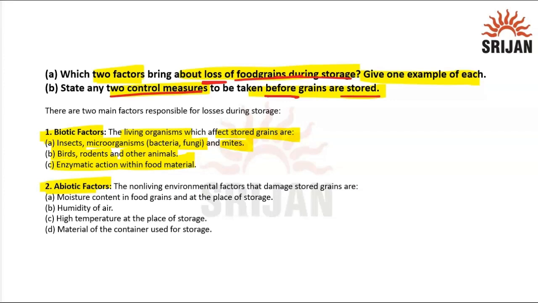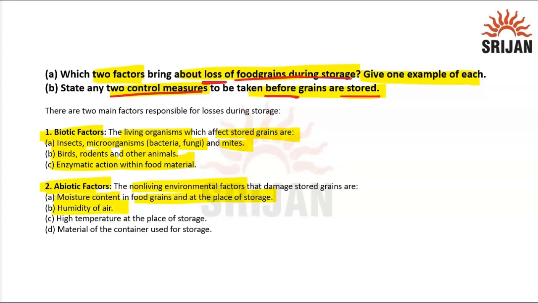Now, what are the abiotic factors? These are generally the non-living environmental factors. When we say enzymatic action, in such cases I can consider the abiotic factors which are actually leading to that. So what are these abiotic factors? That is the moisture content in the food grains at the place of storage, which you need to take care of. Very important, because if you are not maintaining the moisture content, it will allow the growth of bacteria and fungi. So it is very important to look at the moisture content.